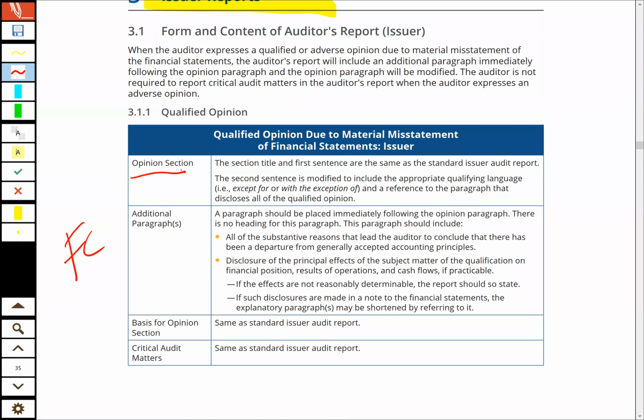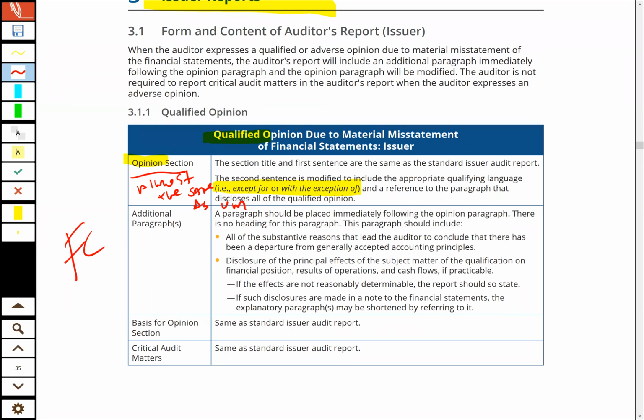You've memorized the unmodified report. Now when it gets, or I should say unqualified, excuse me, for public companies we call it unqualified. So now when it's the qualified report, notice that it's almost the same, but we have the words what? Except for. So it's almost the same as you memorized, but now you have to have the except for phrase in there.